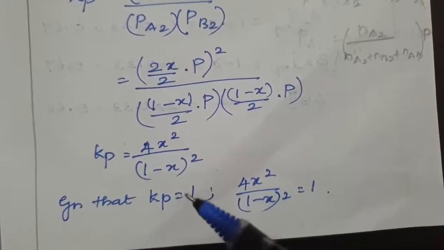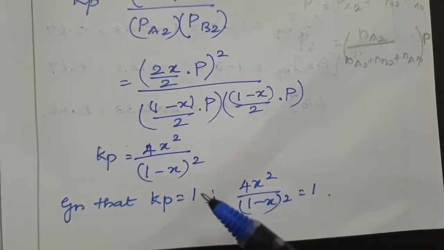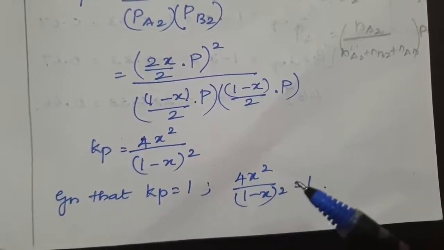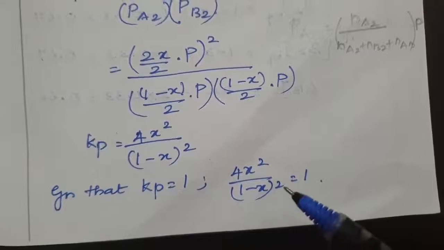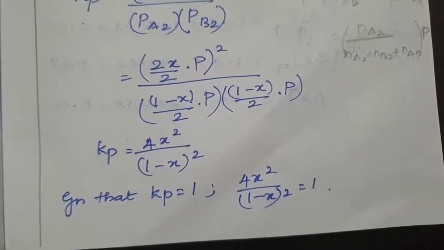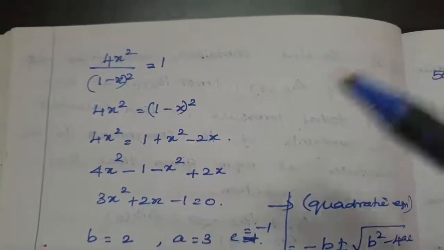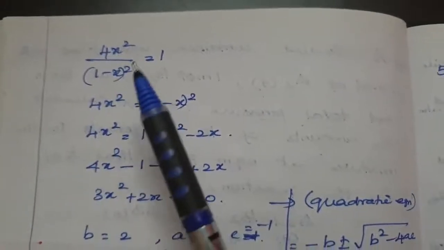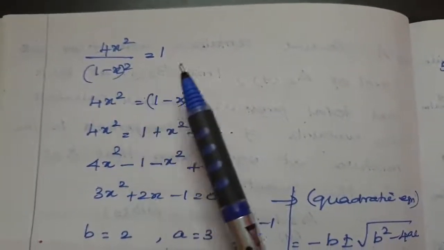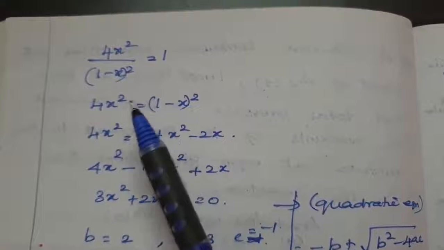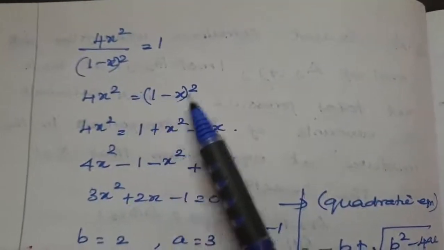Already given that Kp is equal to 1. Okay, so Kp is equal to 1. Substitute Kp is equal to 1, which means 4x square divided by 1 minus x the whole square is equal to 1. So I can rewrite this: 4x square divided by 1 minus x the whole square is equal to 1. Then cross multiply this: 4x square is equal to 1 minus x the whole square.